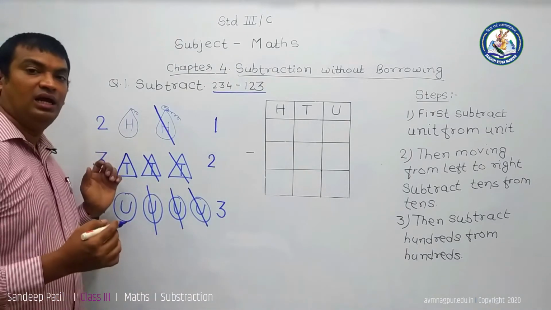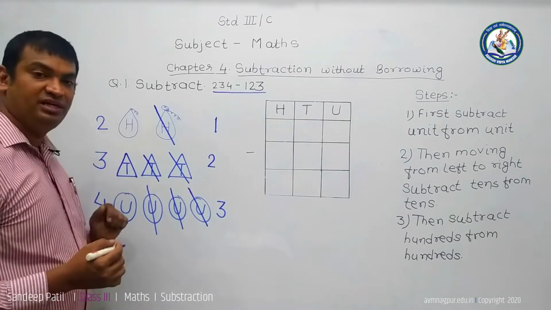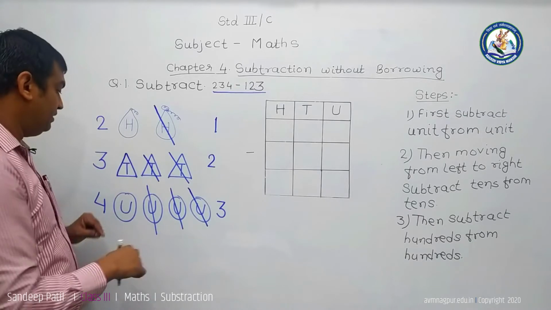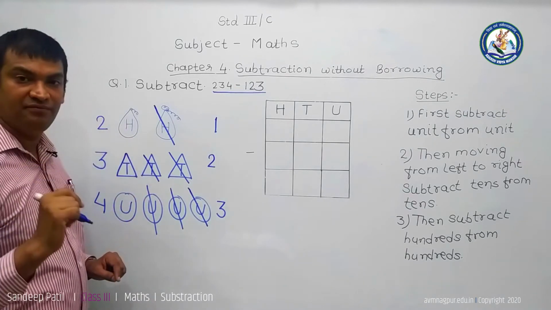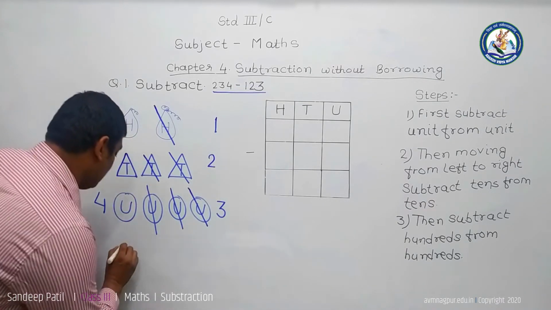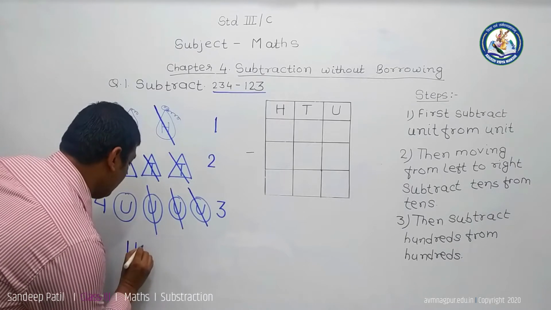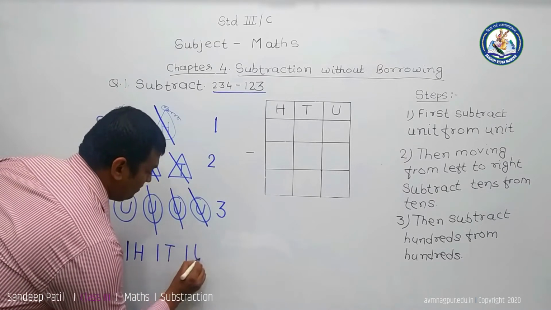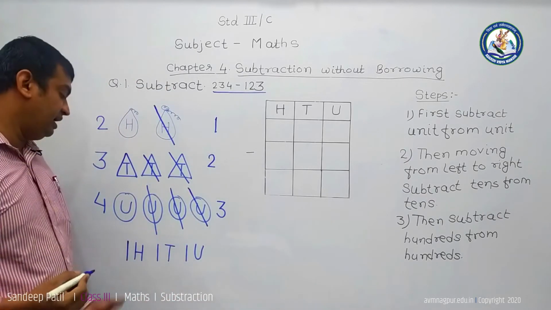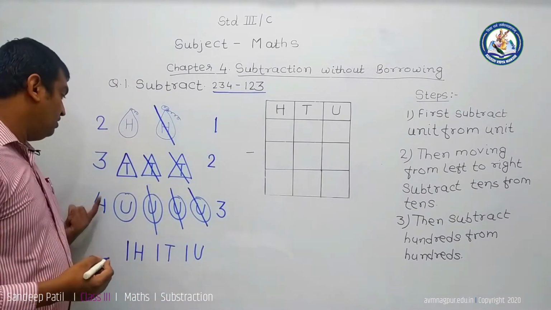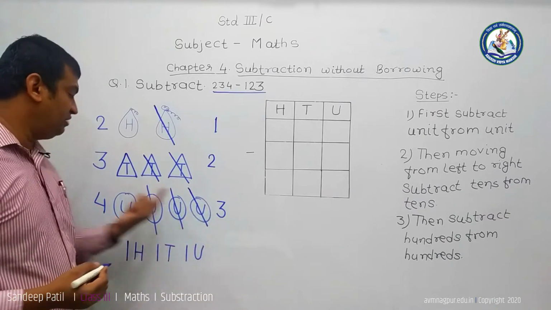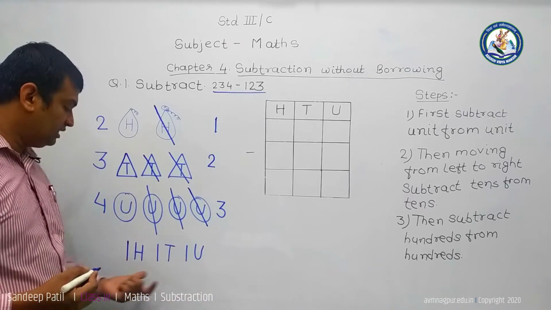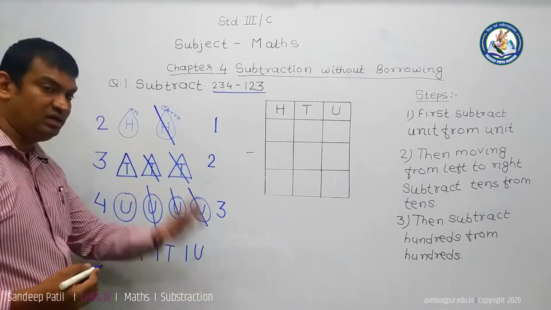So we are left with 1 unit only. How many hundreds, tens and units are we left with? 1 hundred, 1 ten and 1 unit left. So that means our number is 1 hundred, 1 ten and 1 unit. In this way we get the answer. When we subtract 123 from 234, we get 111. That is 1 hundred, 1 ten and 1 unit.